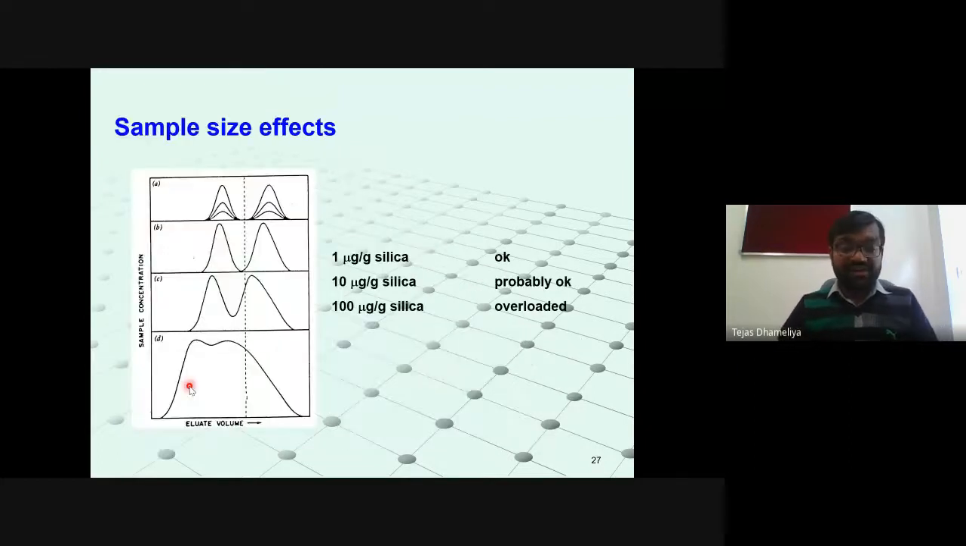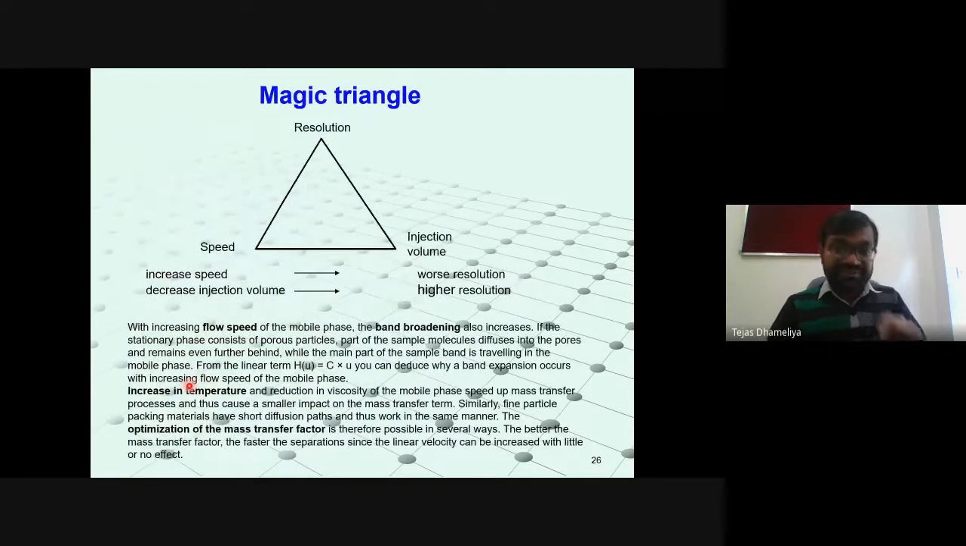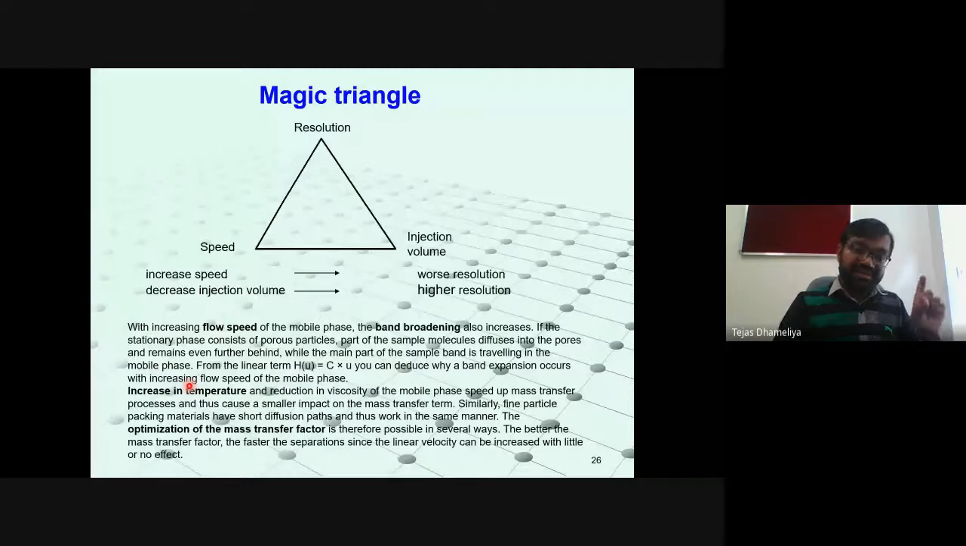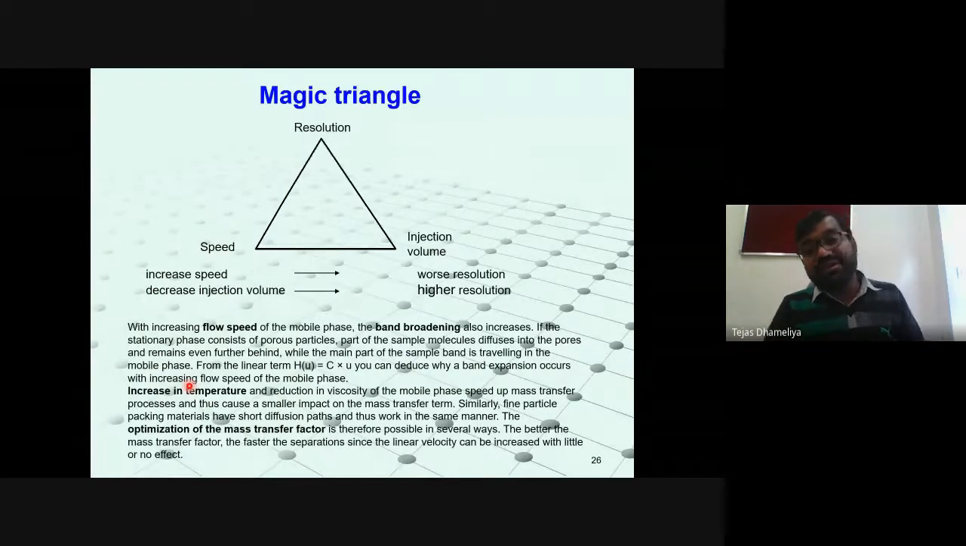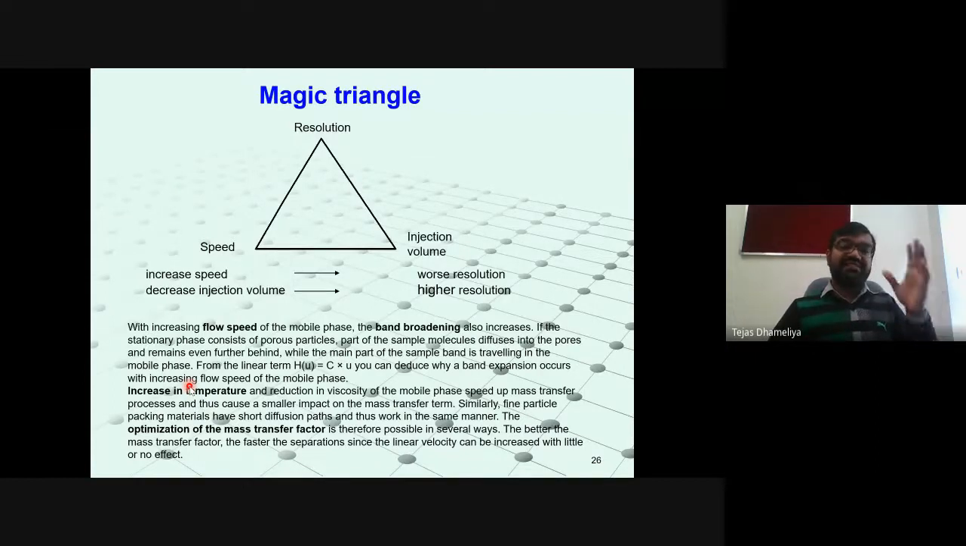Now, where are we increasing the temperature? Whatever column we are using in HPLC is placed in the column oven. The column oven is the place where we keep the HPLC column, and the temperature is maintained with the help of this column oven. So this is a magic triangle, which can correlate the speed, injection volume and resolution. As such, it is just a triangle.